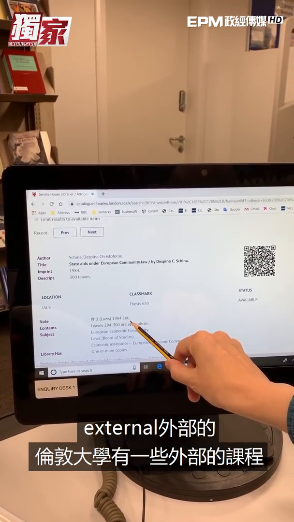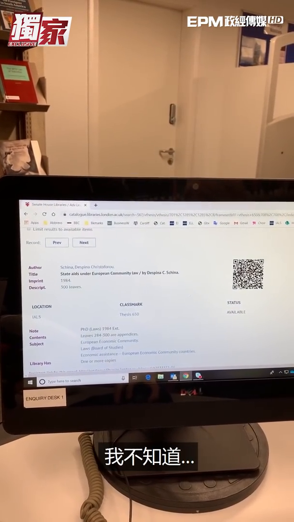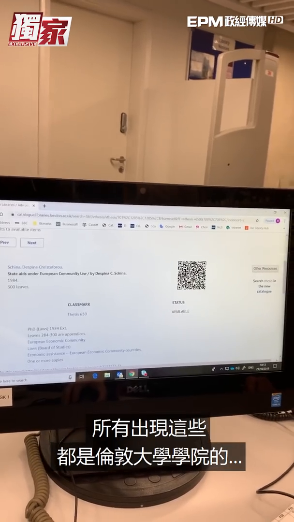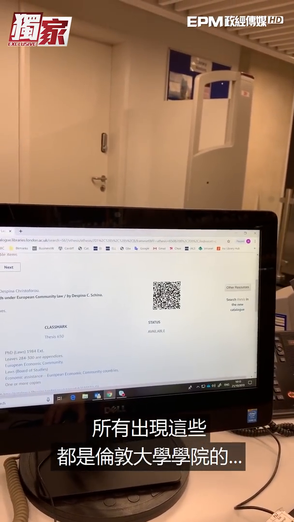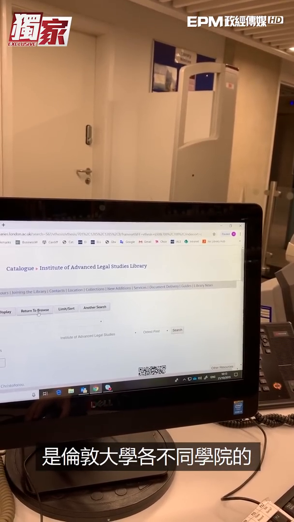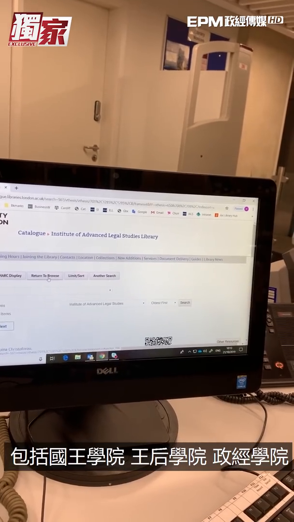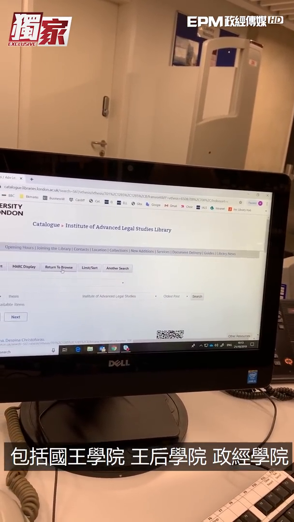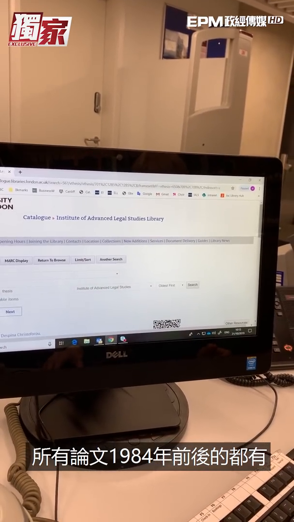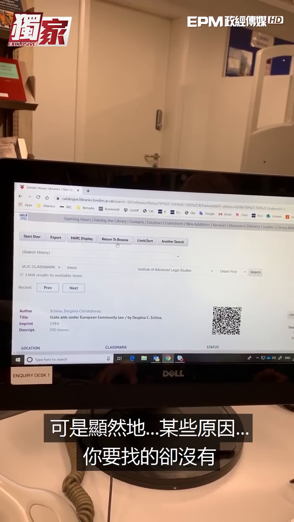So the University of London has an external program as well. What is the external program? I don't really understand it, but it's run by the Central University. So all these shown are from University College, a law degree, not a thesis from University College, but the University of London. It's a federal university made up of different colleges. Okay, so King's College, LSE, Queen Mary, UCL, SOAS, Birkbeck. All theses in 1984 were collected. Well, in theory, but clearly not the one that you're after for some reason.